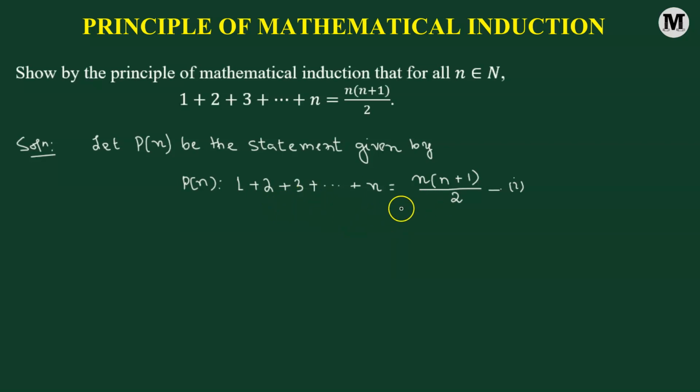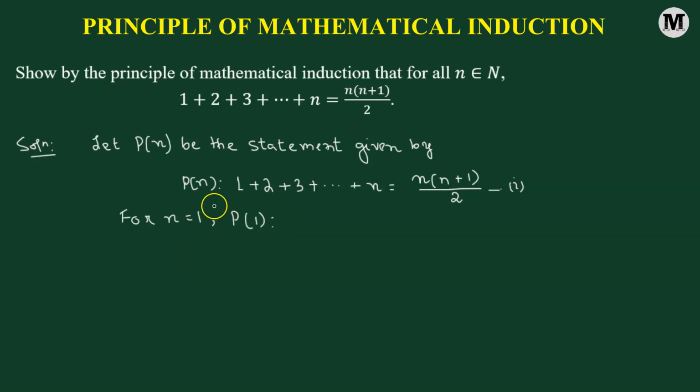Now our goal is not to prove why this is the case, that is, why we get n times (n plus 1) over 2, but to show that this statement is going to be true for any natural number that we pick. So to show that this is true, first we are going to consider n equal to 1. So for n equals 1, what we get is P(1).